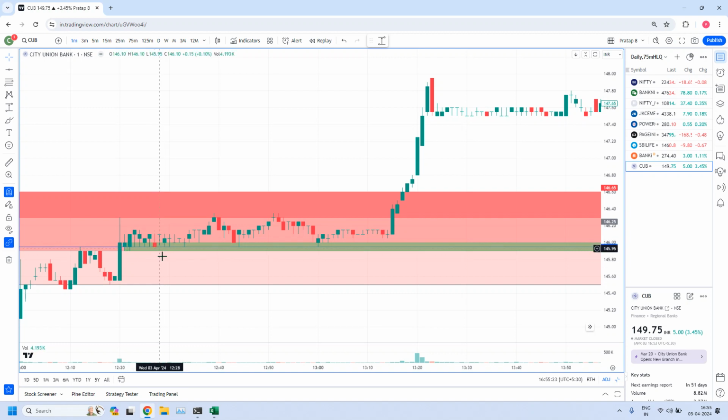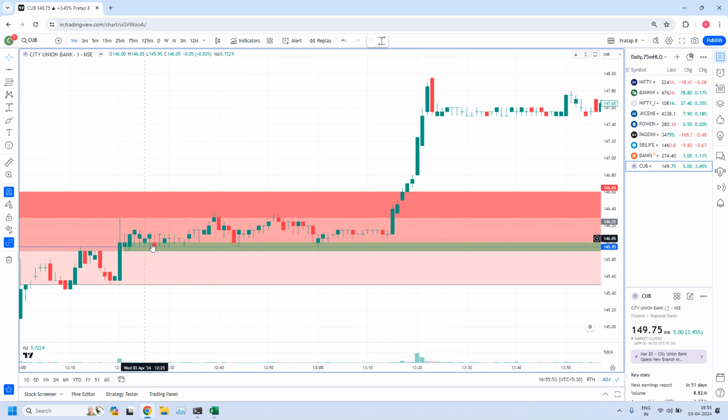Most of these 1 minute zones will violate. Most of the times, if not the first time, the second attempt, it will violate. But today that has not happened. It keeps on holding here. That means something is wrong here. That kind of flash should trigger in your mind. Then you should carefully observe.